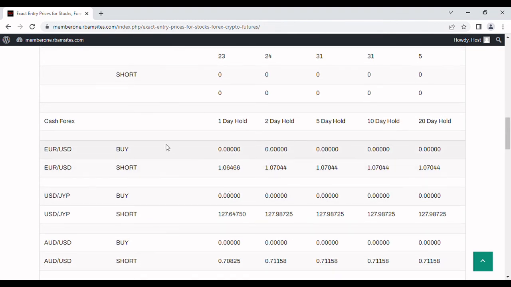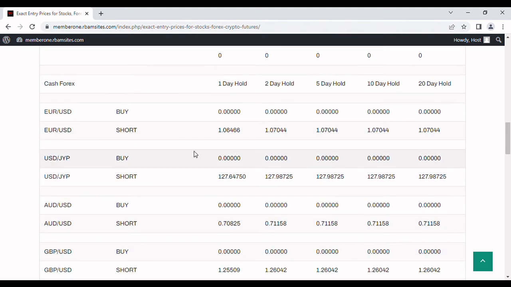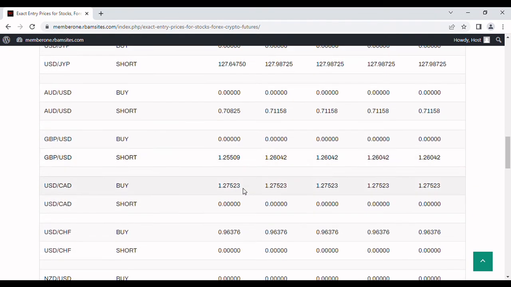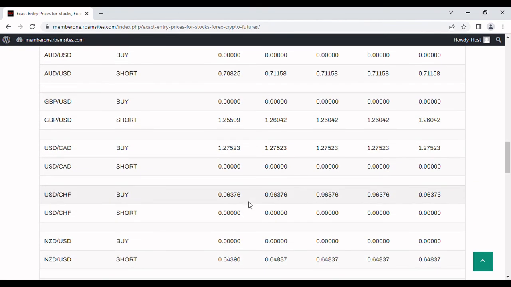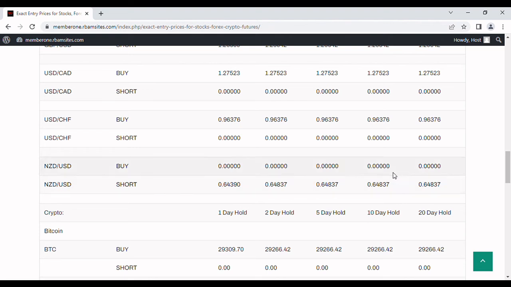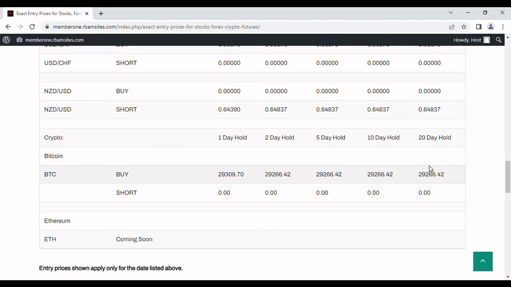You go down here to cash forex. This is just straight cash interbank forex markets, and you'll see recommended buys and shorts. All of these are coming out of algorithms and calculated in minutes. Once you input the data, this entire page can be generated as far as the data is concerned in minutes. Finally, down here we have Bitcoin.